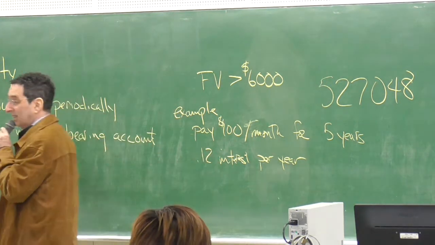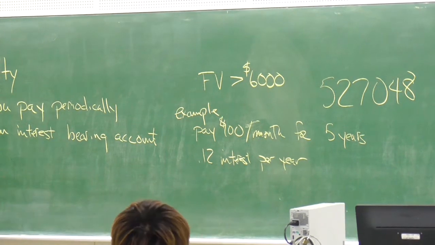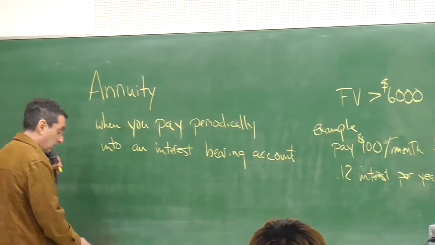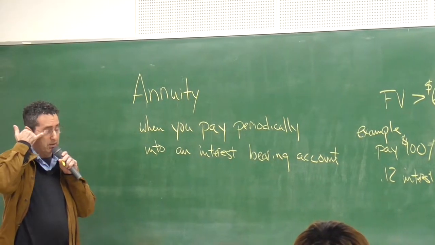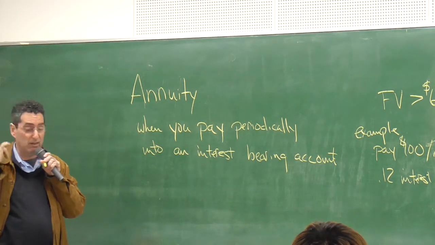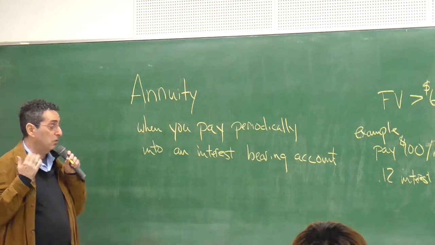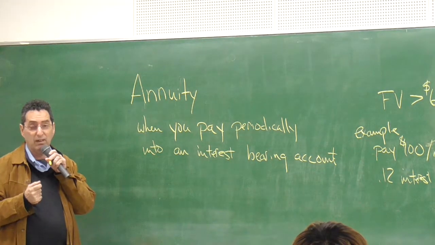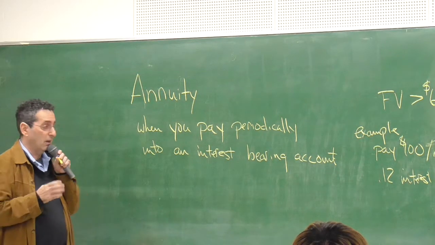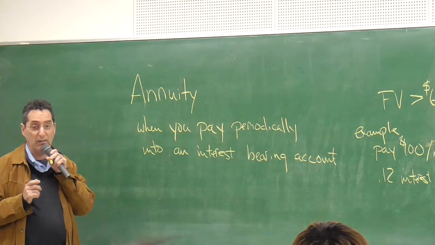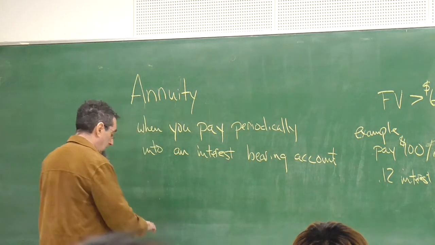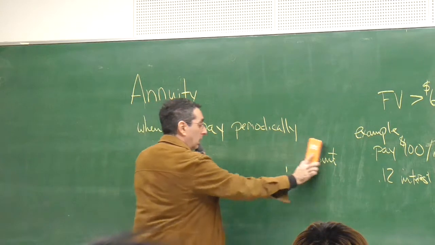Okay, can I erase this definition of annuity? What is it? You pay periodically, usually the same period, so it's going to be every month, or every 6 months, or every year, or every day, or whatever. And usually it's the same amount. I'm not sure if the definition means it has to be the same amount, but in our problems, it's always going to be the same amount. And it should be an interest-bearing account. Okay, so that's what we mean by annuity.